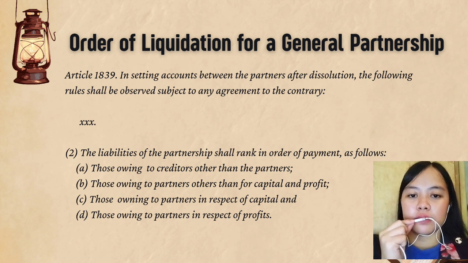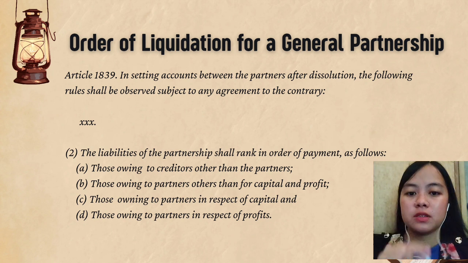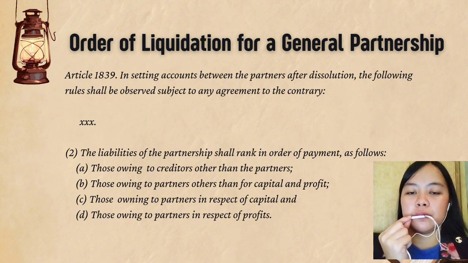So, Article 1839 of the Civil Code of the Philippines outlines the rules of dissolving and winding up a partnership. It specifies how the rights and liabilities of partners are determined when a partnership is dissolved. This article ensures that the partnership dissolution follows a legal and fair process, protecting both external creditors and partners. It also prevents disputes over asset distribution.